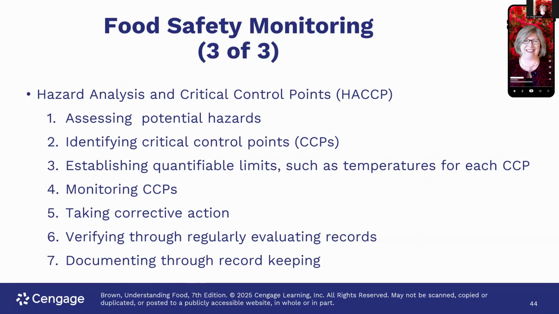Lastly, we'll talk about the hazard analysis and critical control points, or HACCP. A HACCP plan is devised to address a potential hazard. So we're working with milk. We've identified the critical control point, which is the temperature. Then we're going to establish a quantifiable limit, such as the actual temperature. So we're saying 40 degrees or 41 degrees, depending on which you use, or lower.